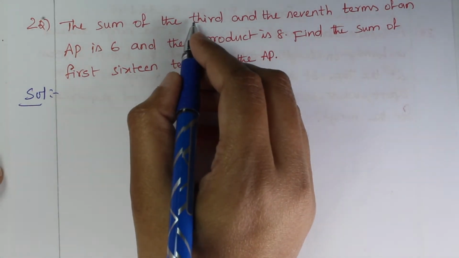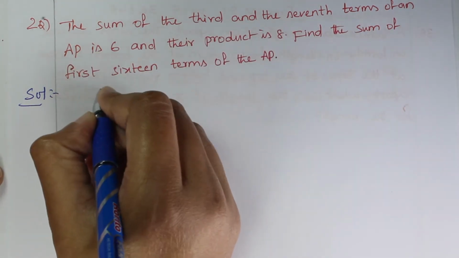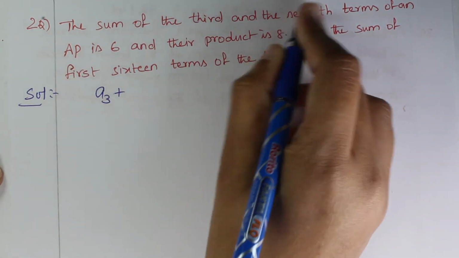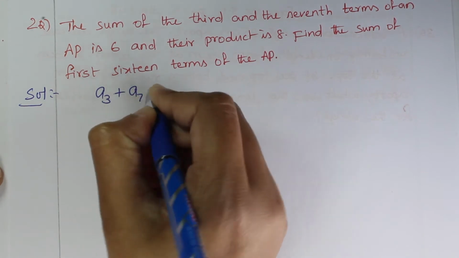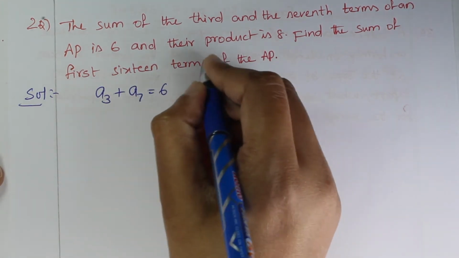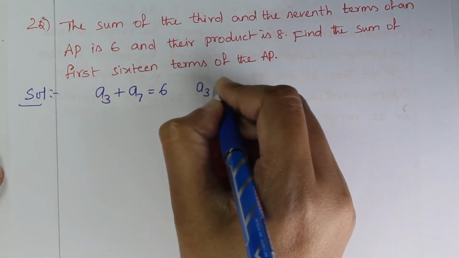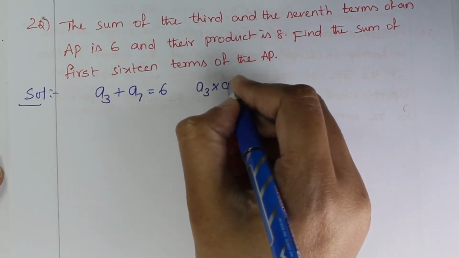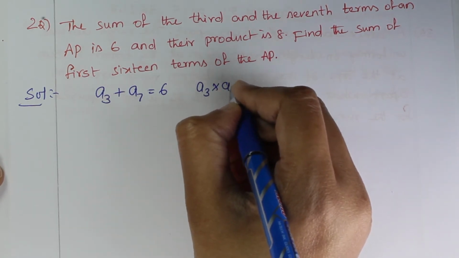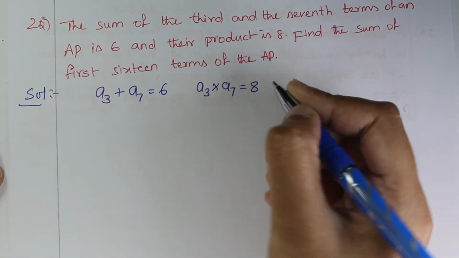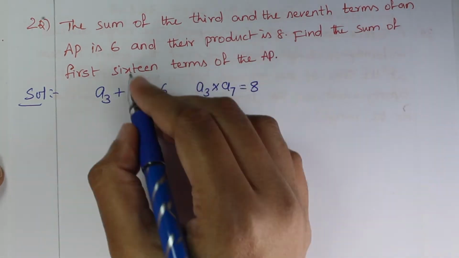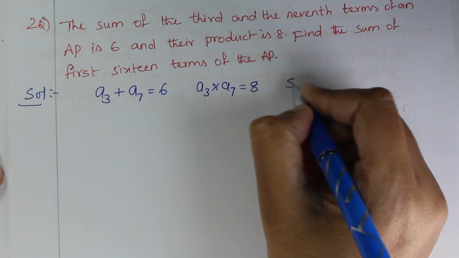So he has given that the sum of the third and seventh terms, that is A3 plus A7, is equal to 6 and their product, that is A3 into A7, is equal to 8. What do we have to find out? The sum of the first 16 terms in this AP, that is S16.